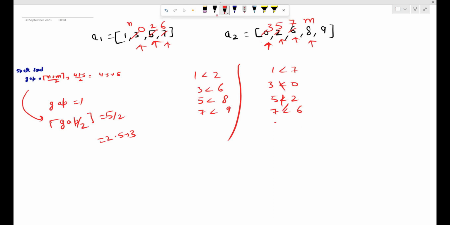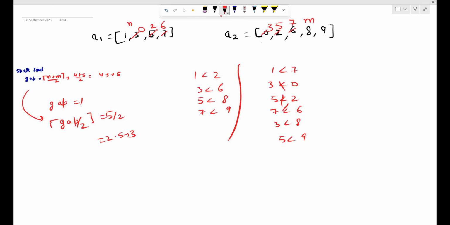3 is less than 8? Yes, seems fine. We will move here and it will come here. 5 is less than 9? Yeah, seems fine, right? Now if we move one more after 9, we are done, right? So this iteration is also done, correct?